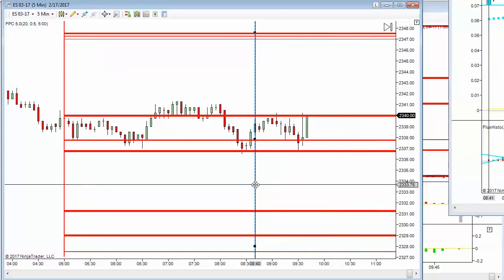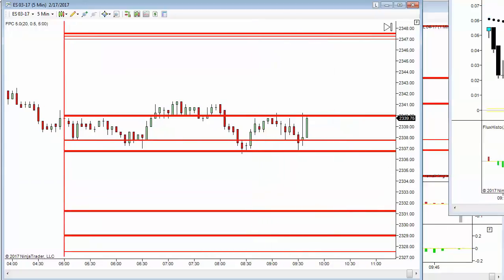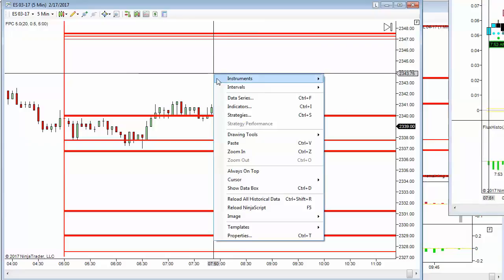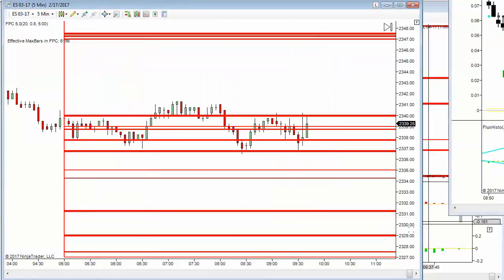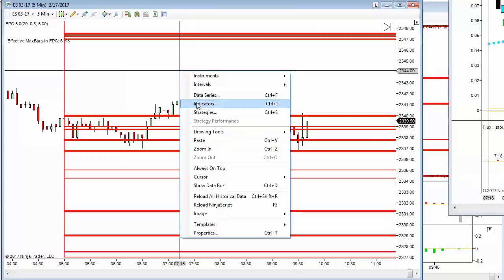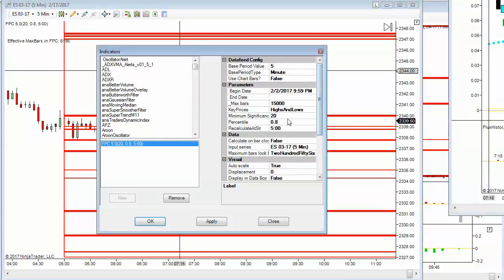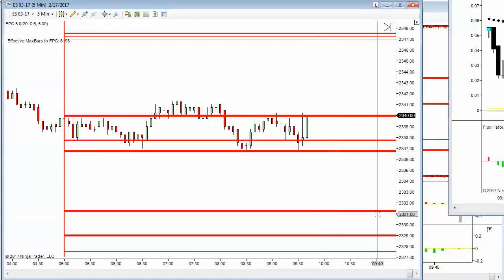The only reason these lines are here is because this is where the ES is consistently bouncing. If you need to see more levels, increase your percentile. Go from 50 to 80%. It didn't really add much to the equation, did it? No. So go back to 50%. Super clean.